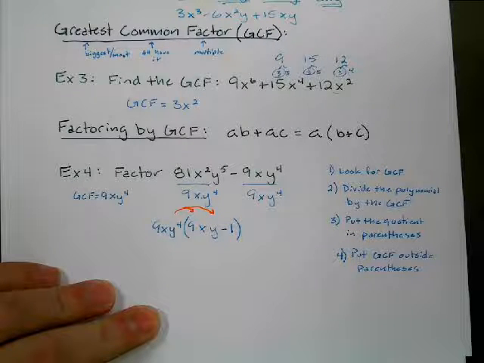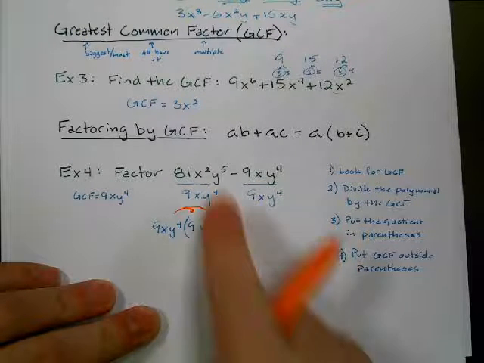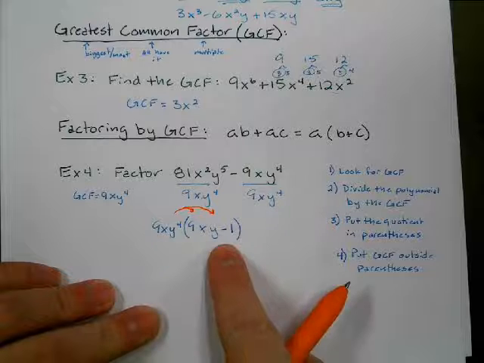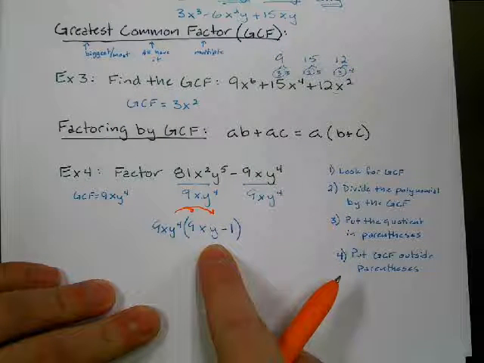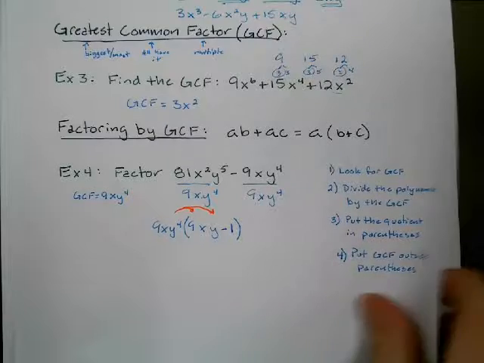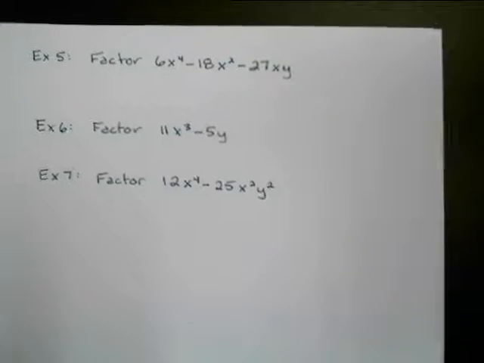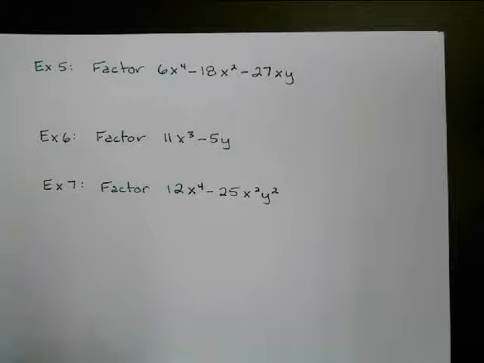So this is factoring. We have undone multiplication. So we've turned this into a multiplication problem. All right, 3 more examples. Number 5, we're going to factor this one.